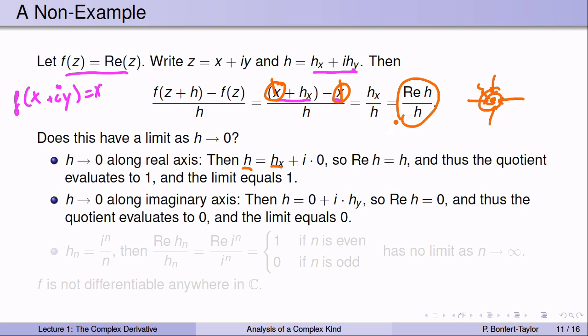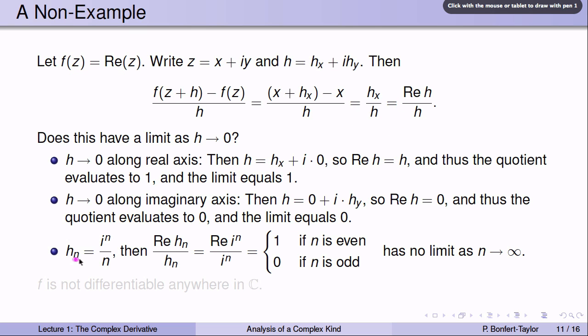Next, let's have h approach 0 along the imaginary axis. Then h has no real part and only has an imaginary part. So h is of the form 0 plus i times hy. In other words, the real part of h is 0. So again, in this fraction, real part of h over h, the numerator is 0. So the whole fraction evaluates to 0. And in the limit, as h approaches 0 along that imaginary axis, the limit is still 0. That's a different limit than we obtained coming along the real axis.